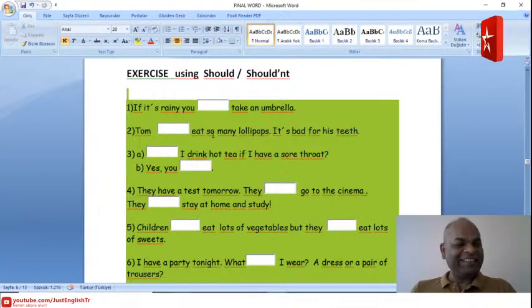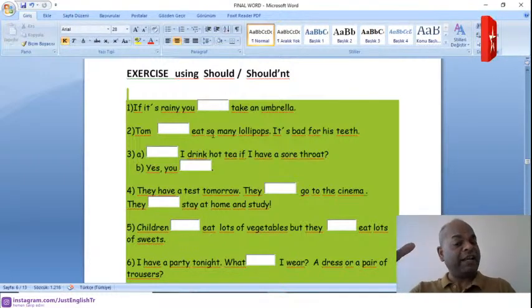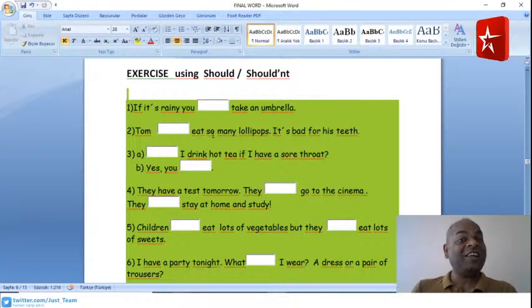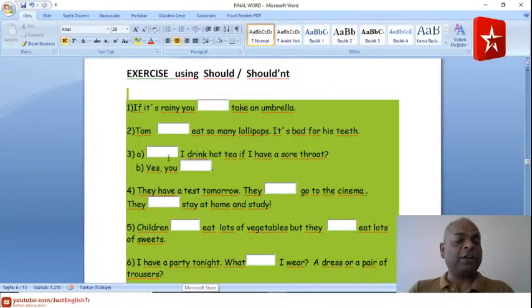Oh, great. The answer. I'm getting the messages from Bait, from Najat, Fatima, Tessin says should. Well done. Your answer is should. If it's rainy, you should take an umbrella. It means what? You should not get wet. So you should get your umbrella with you. Number 2, guys. Let's do number 2 together.